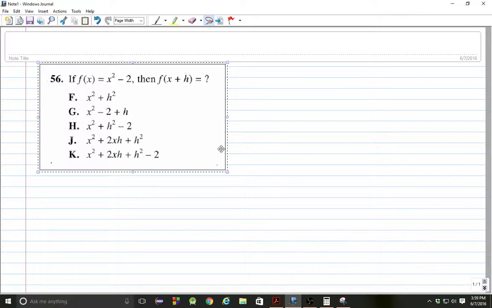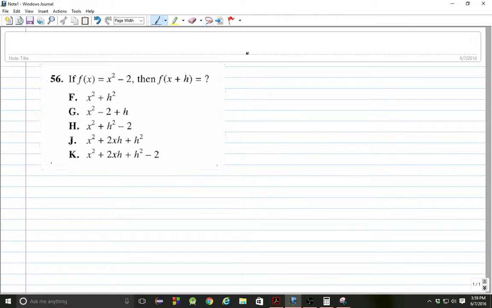Okay. If f of x equals x squared minus 2, then f of x plus h equals... Okay, so all you got to do is substitute x plus h in for x. So think of it this way. x equals x plus h. So f of x plus h equals, you have to square the x, right? You see the x squared? This is actually x plus h squared minus 2.